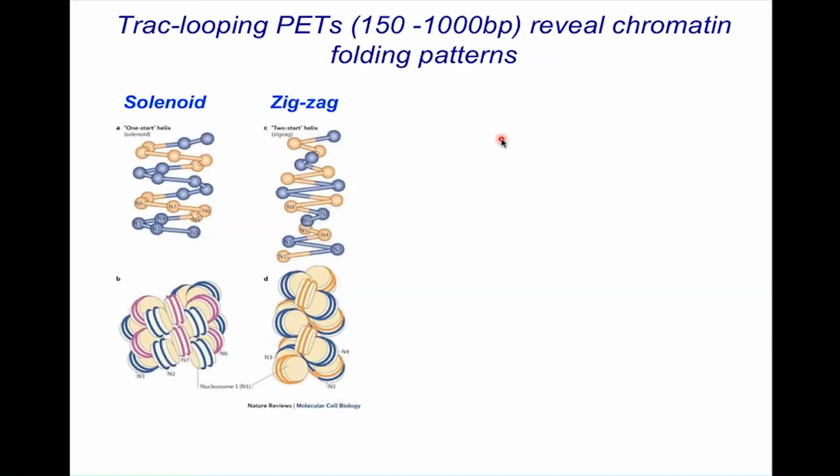The next category is the PETs between 150 and 1,000 base pairs. As you know, the chromatin fiber can be folded in two potential configurations. One is called a solenoid, like this pattern, and the other is a zigzag folding pattern, like this. If it's a solenoid, like this N1 nucleosome, then it's next to N5 or N6. Therefore, insertion of the bivalent linker at this position at N5 or N6 will generate a PET separated by 4 or 5 nucleosomes.